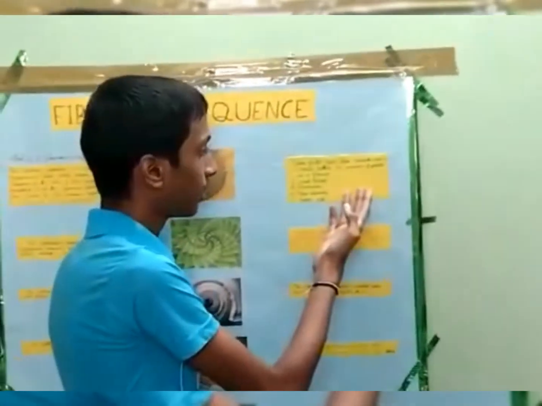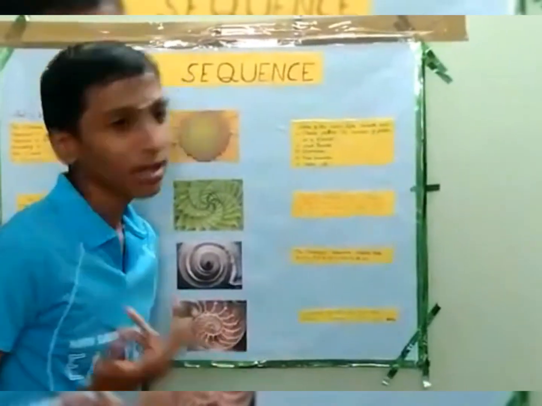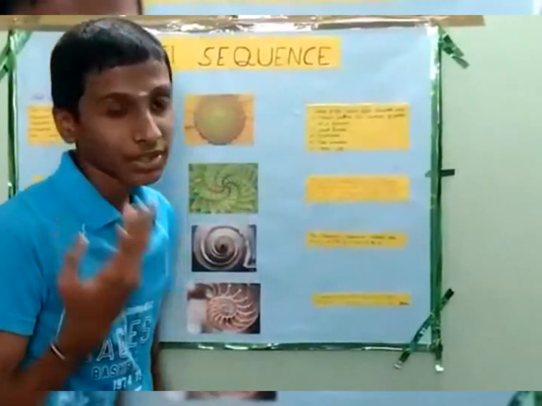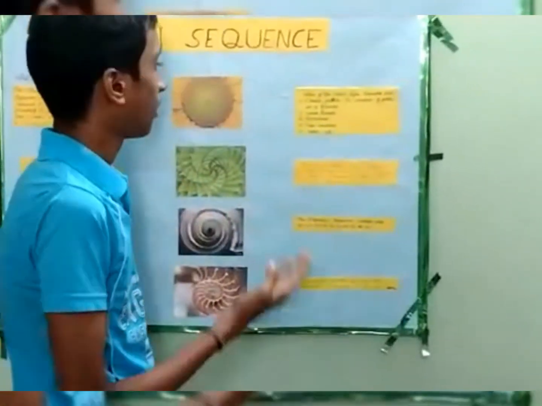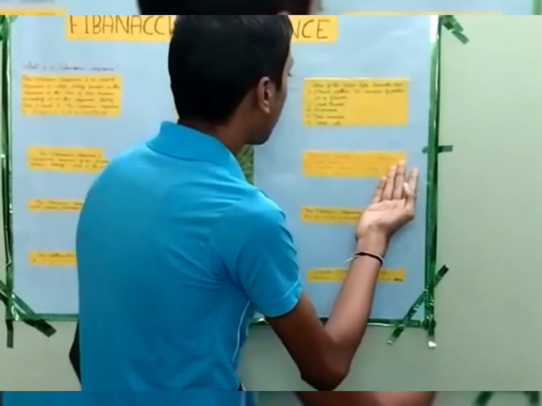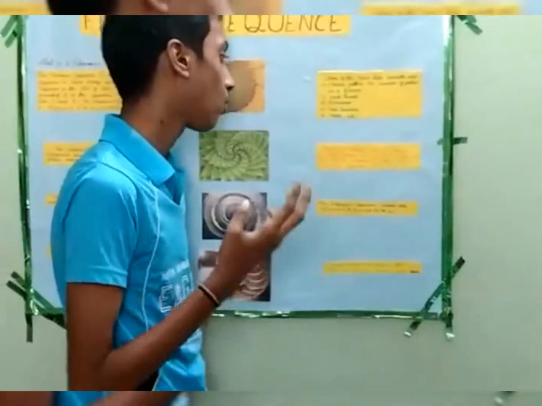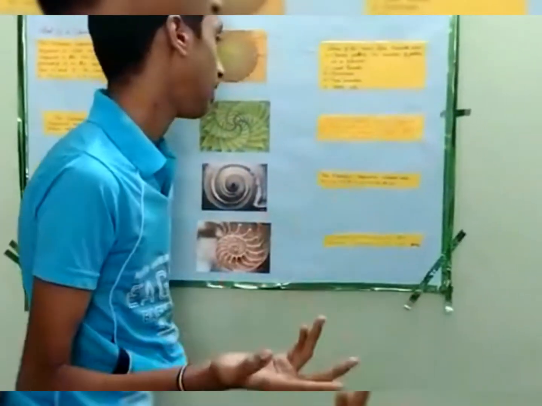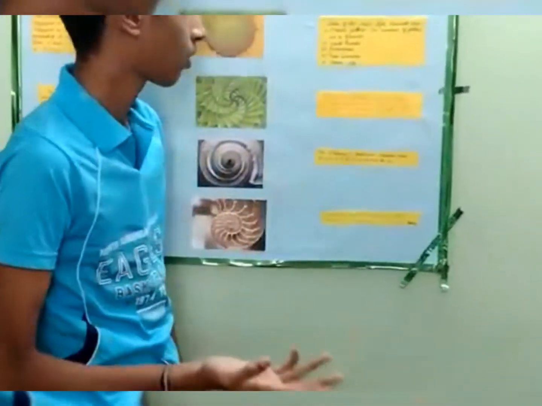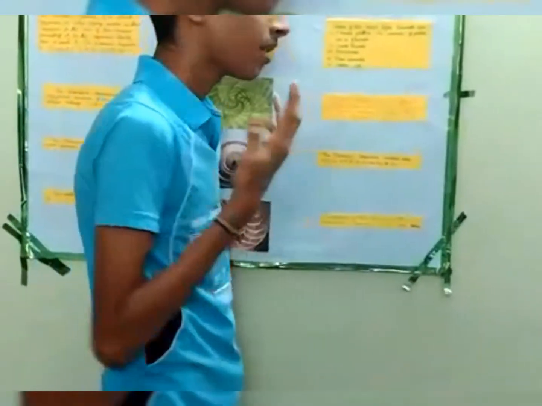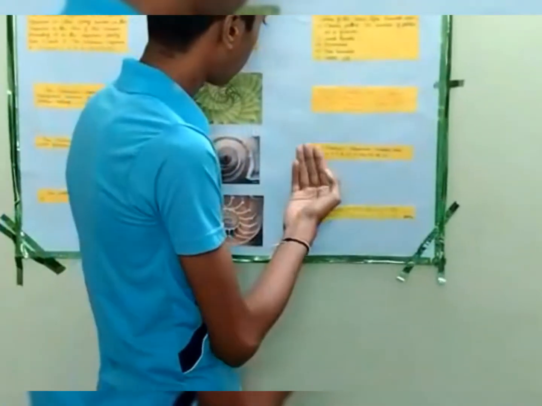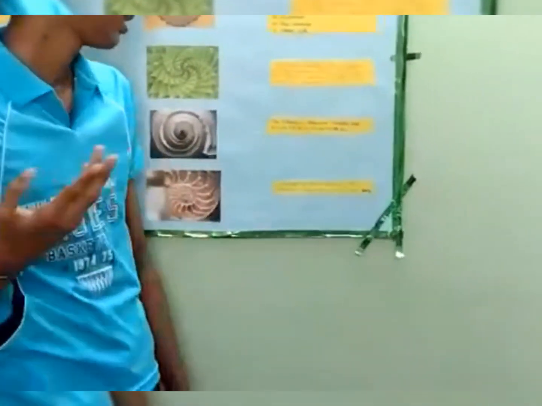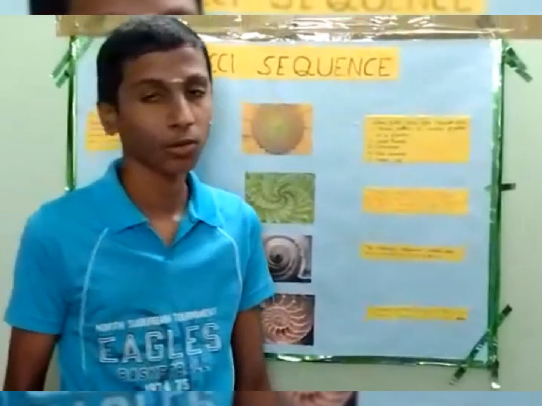Some real life examples are flower petals, the number of petals in a flower, seed heads, pine cones, shells, tree branches, etc. The Fibonacci numbers are a sequence of whole numbers like 0, 1, 1, 2, 3, 5, 8, 13. This infinite sequence is called the Fibonacci sequence. The Fibonacci sequence numbers are 0, 1, 1, 2, 3, 5, 8, 13, 21, 34, 55, 89, 144 and so on.